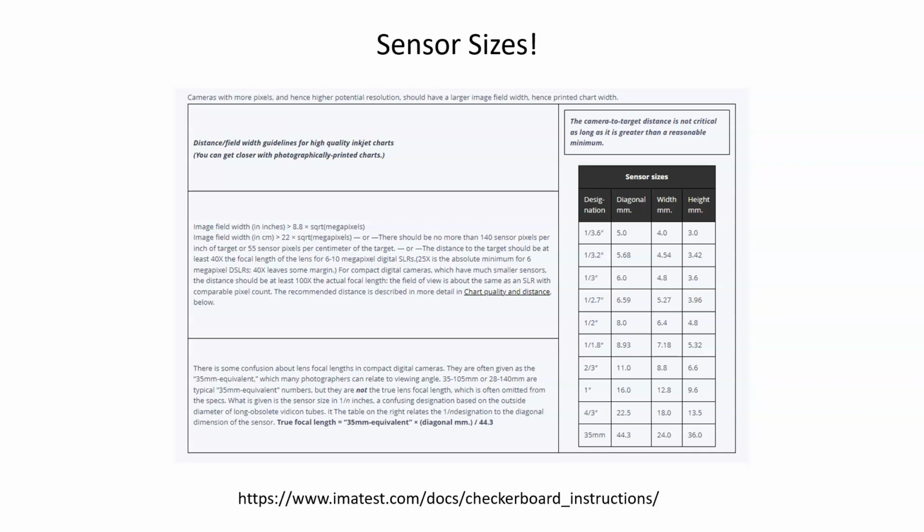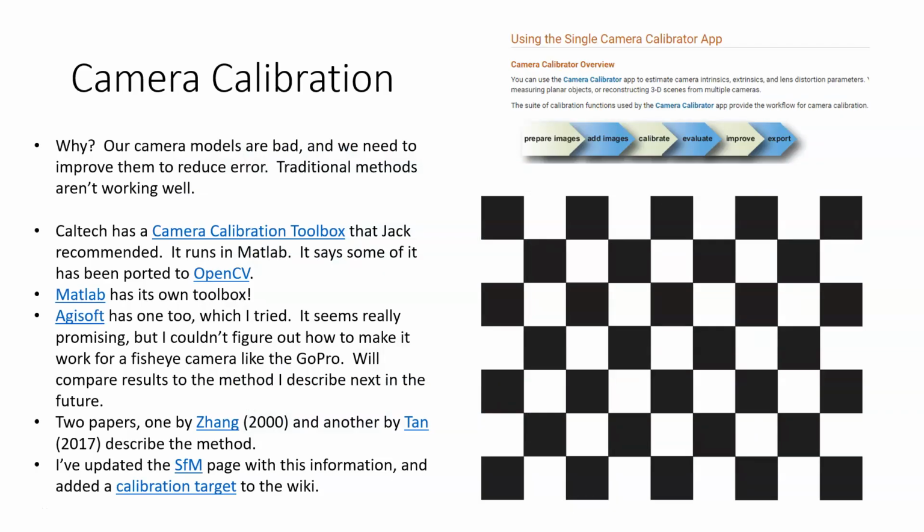One of the things that I really liked about this is a description of different sensor sizes and their heights. This stuff can be super annoying to find, so this is just a nice little note. More information on that page. This is just a little snippet. Okay, so on to the main event, which is camera calibration.